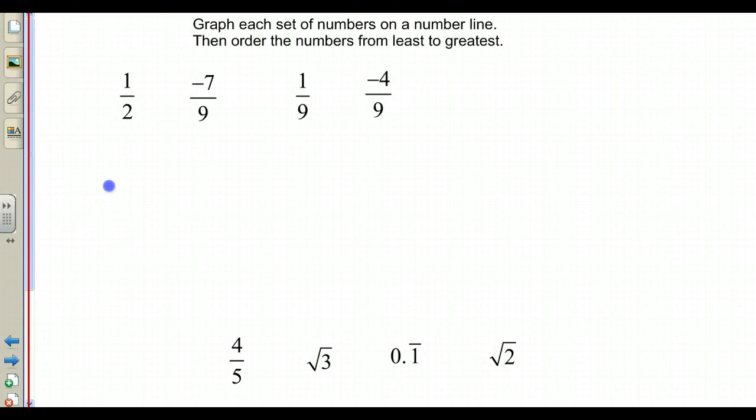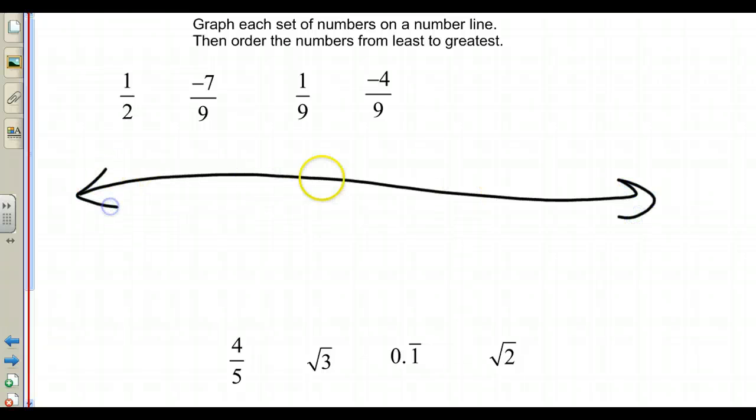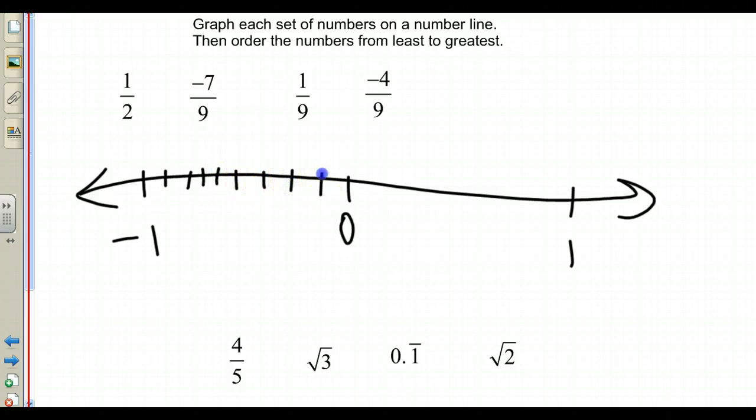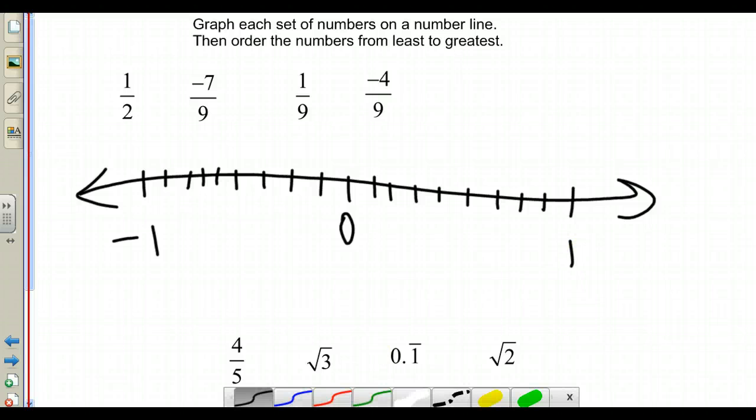We're going to graph some of these numbers on a number line. So I'm going to make a little number line here. There's 1. There's -1. I'm going to go ahead and split this into about 9 different ninths. 1, 2, 3, 4, 5, 6, 7, 8, 9. Okay. So I've got my number line here. I split it into ninths since we're dealing with ninths here. And I'm going to put these numbers on the number line.